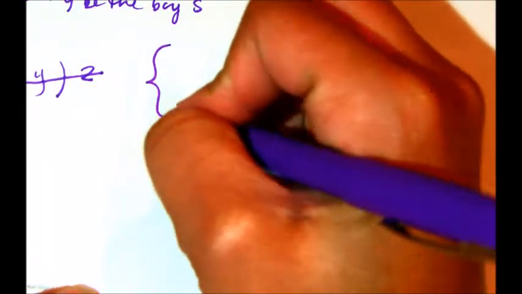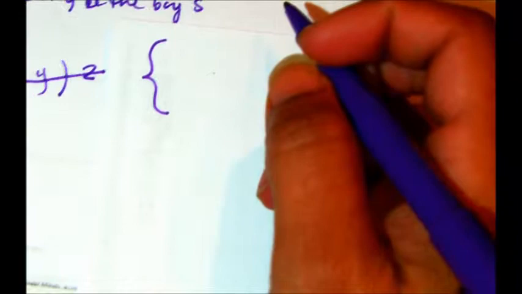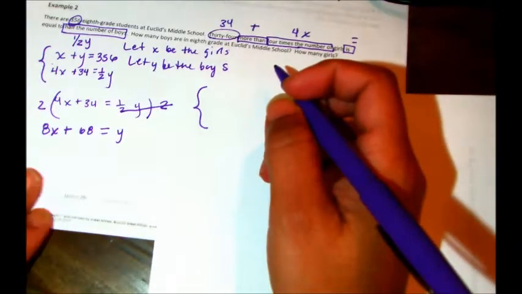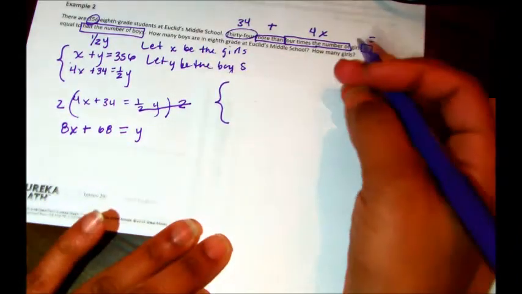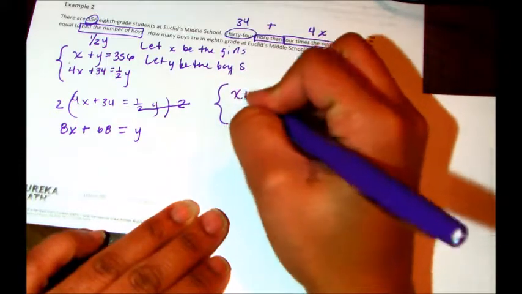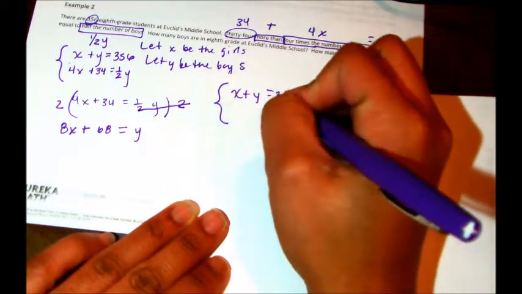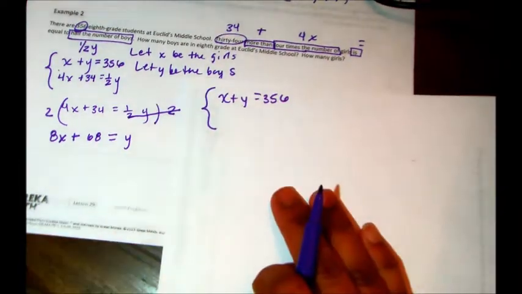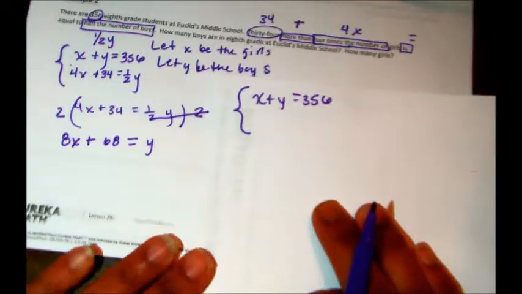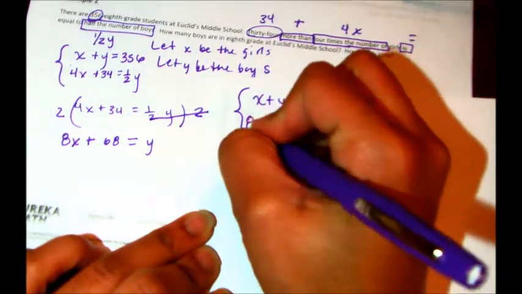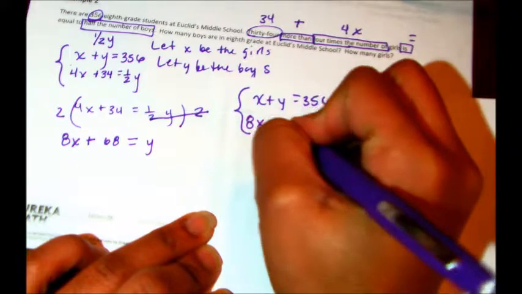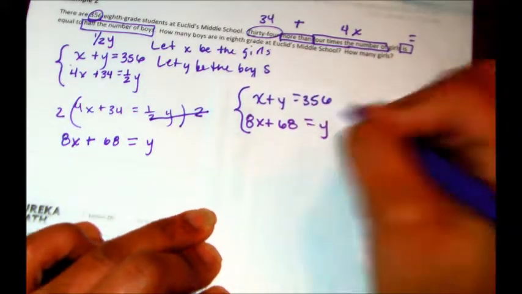So now I'm going to rewrite my system of linear equations to capture what I have now transformed my equation into. So it's x plus y equals 356. I didn't touch the original equation. And then the second equation is now 8x plus 68 equals y.